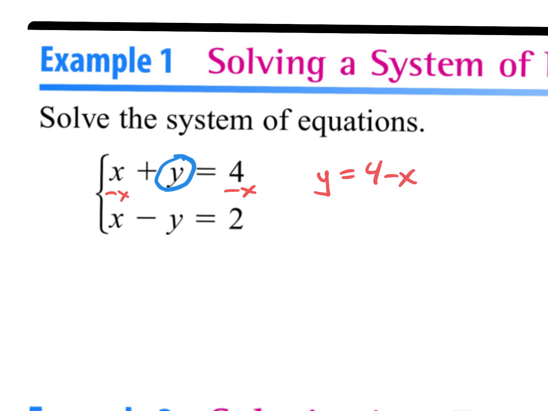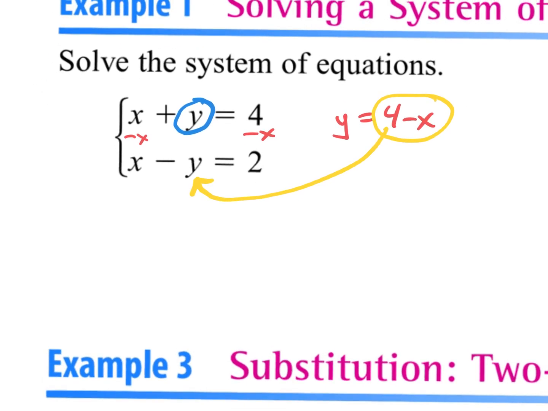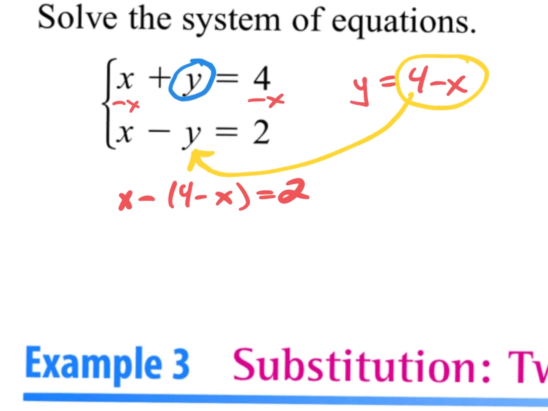So what I'm going to do with this value here is plug it into the second equation for the y. So you're solving one equation for one variable and then plugging that expression into the other equation. So now I'm going to solve x minus, instead of y, I found that y is the same as 4 minus x, equals 2. What do I have to do with that negative sign outside here? I have to distribute it. Good. So this becomes x minus 4 plus x equals 2.